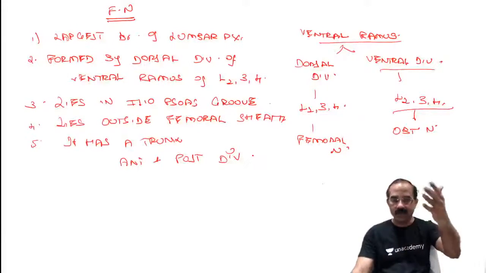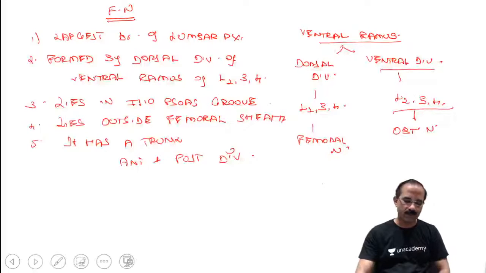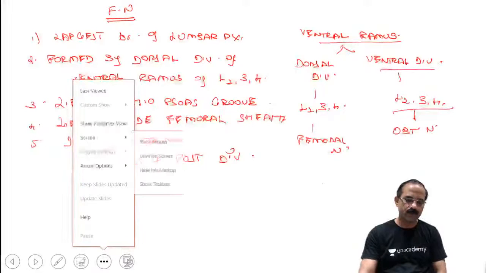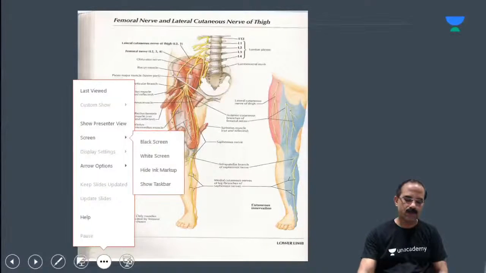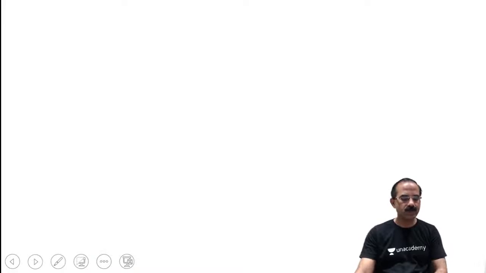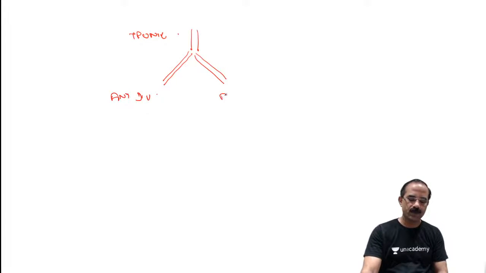So now what are the branches of femoral nerve? Understand this. Now this thing I can't show, once it is gone, it's gone, so just write it fast. So what are the branches of femoral nerve? I make this as the trunk of femoral nerve. I make this as the anterior division and the posterior division. This is the trunk of femoral nerve, this is the anterior division, and that's the posterior division of femoral nerve.